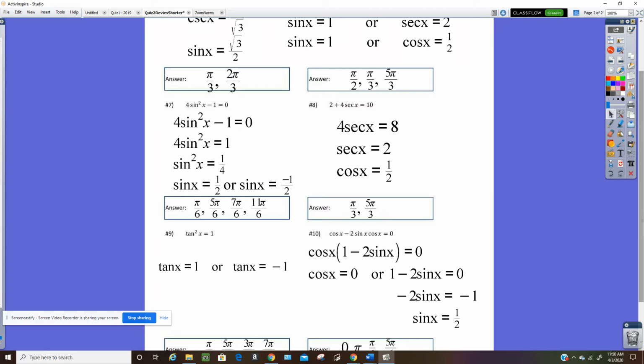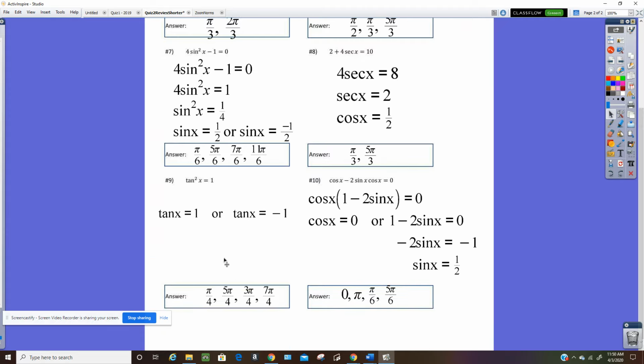And then number 9, taking the square root of both sides, you get tangent x equal 1 or negative 1. And then you look on your unit circle. The tangent is 1 at pi over 4, which is 45 degrees. And at 225, 5 pi over 4. And then it's negative 1 at 3 pi over 4, which is 135 degrees. And then 7 pi over 4, which is 315 degrees.